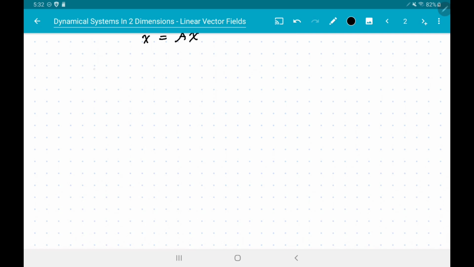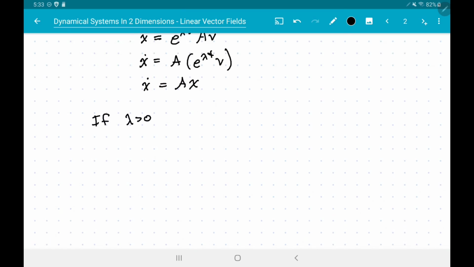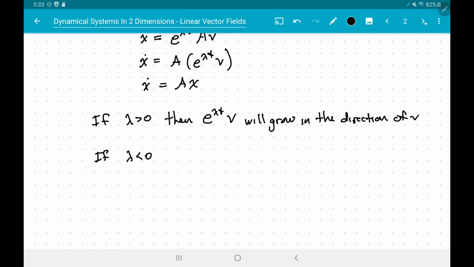The key thing here is that if lambda is greater than 0, and it's a real number, then e to the lambda t times v will grow in the direction of v. If lambda is a real number and less than 0, then e to the lambda t v will shrink in the direction of v.